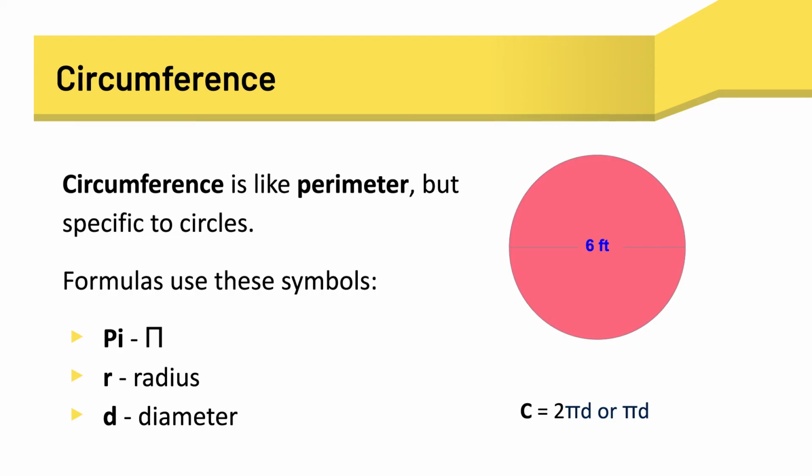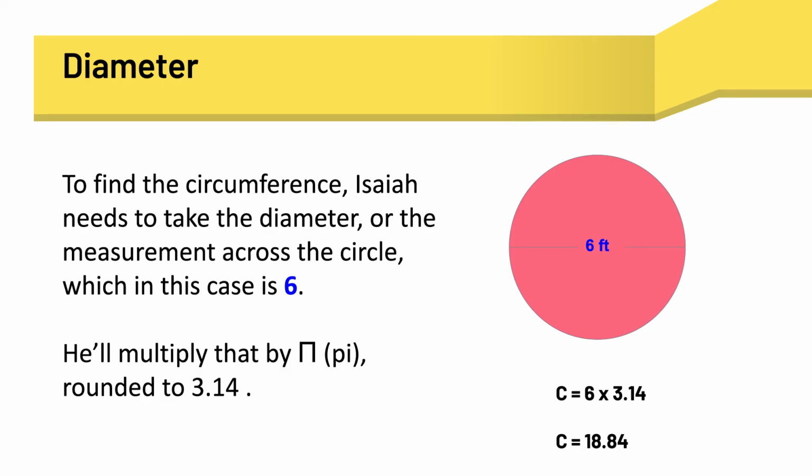This is a type of question called a circumference question. It's like a perimeter question, but specific for circles. Circles are special. They have a special number in common, called pi. Many measurements of circles depend on the radius, r, or the diameter, d. To find the circumference, Isaiah needs to take the diameter, or the measurement across the circle, which in this case is 6. He'll multiply that by pi.